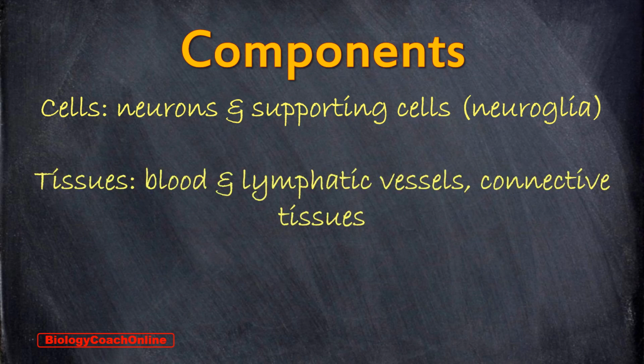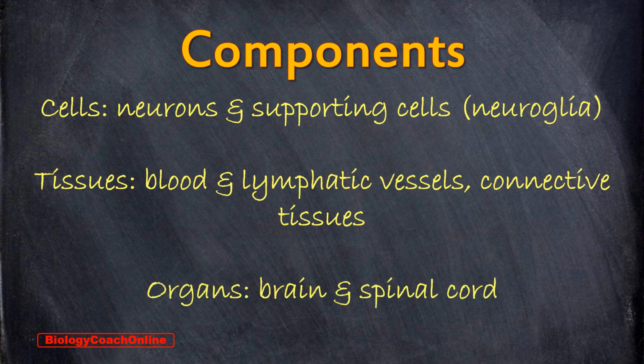Neural tissues include blood vessels, lymphatic vessels, and connective tissues that together form the organs of the nervous system, namely the brain and spinal cord. Now we will check out the gross anatomy of the brain in the next lecture, and we'll check out the cranial nerves later in this section.